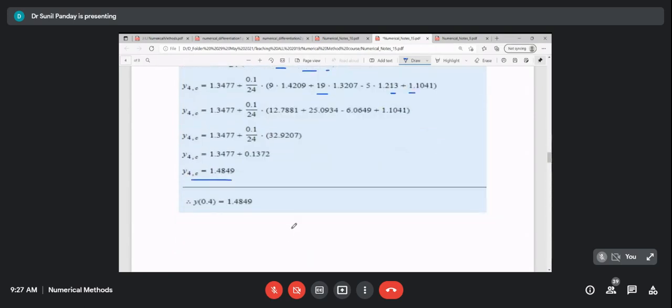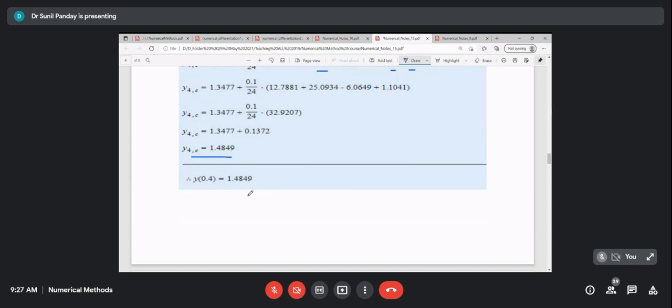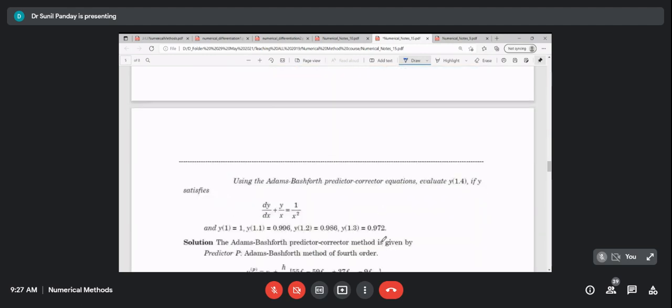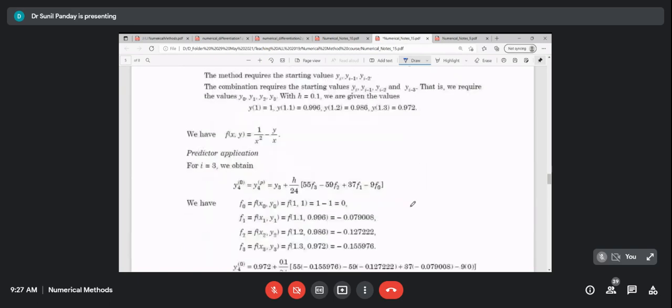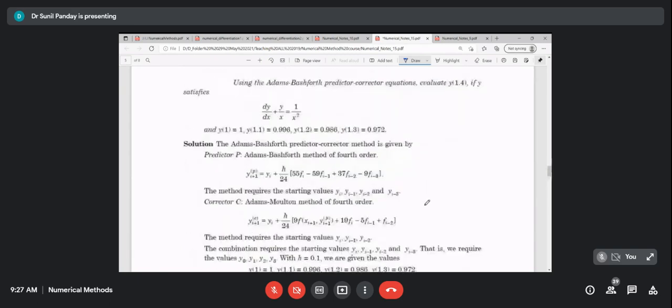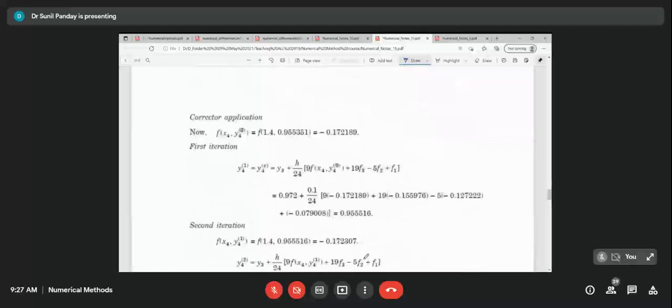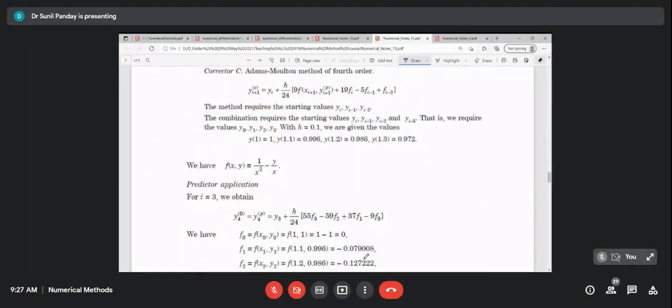And again, the problem is that if someone told you to go to three decimal places, then you have to repeat this corrector step until the desired accuracy is achieved. This one also we have discussed in the earlier classes.